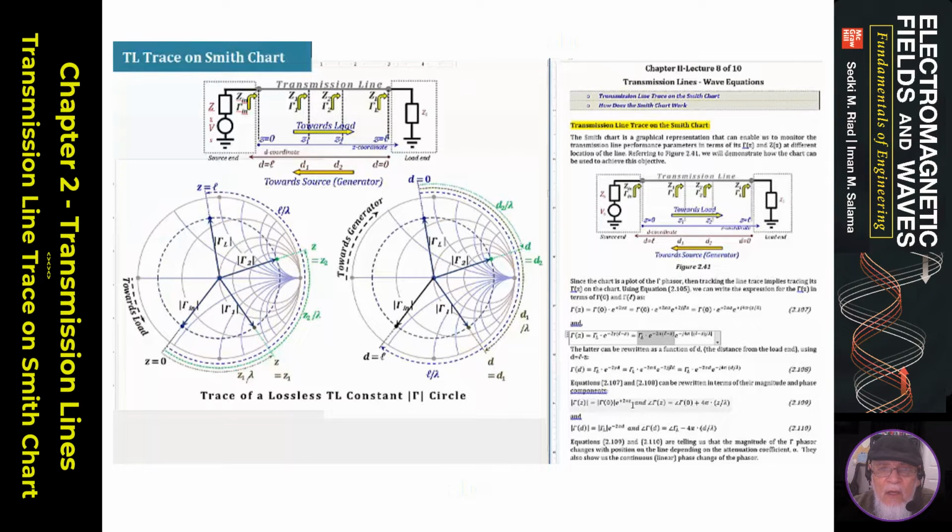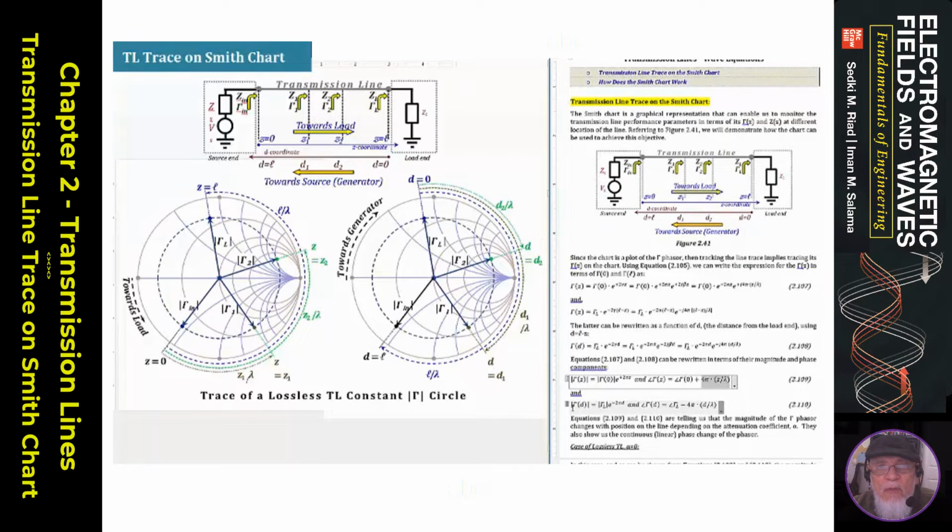Magnitude wise, we discussed it earlier. The magnitude will depend on the alpha. If there's loss on the line, the magnitude is going to change. If there is no loss, the magnitude is going to be constant. If alpha is 0, your gamma of z is going to be equal to gamma of 0, equal to gamma of L, it's going to be gamma everywhere. While the angle changes by a certain amount, and that amount is determined by the distance moved normalized to the wavelength. So these are the two expressions here that we will be working with.